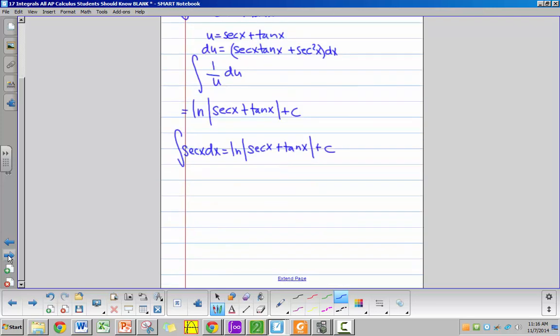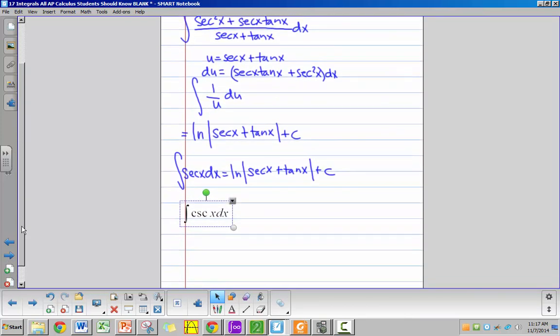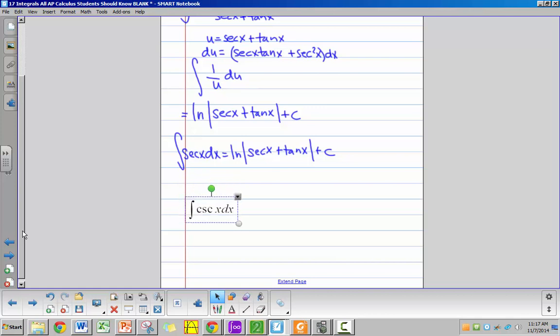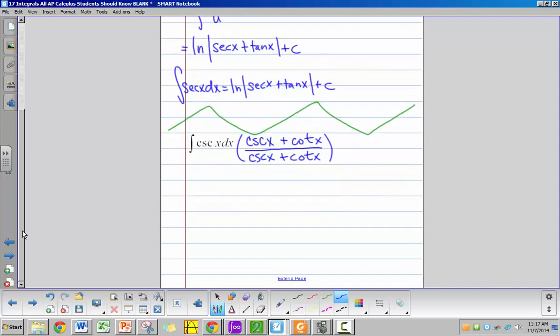All right, now I'm going to move cosecant down because that's too little a space here. So moving right along to cosecant, that's going to be a similar arrangement here, except now we're going to multiply it by another factor of 1, which is going to be cosecant x plus cotangent x over cosecant x plus cotangent x. Now, why do we do that? Because we're going to create our u and our du situation in the integral when we do that.